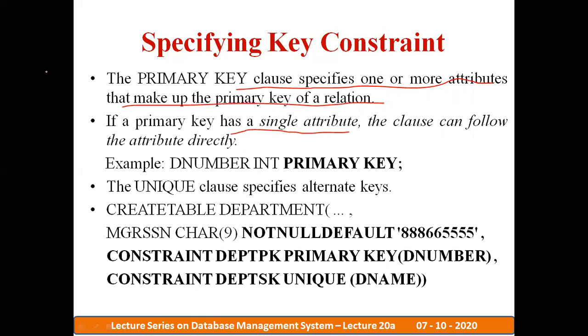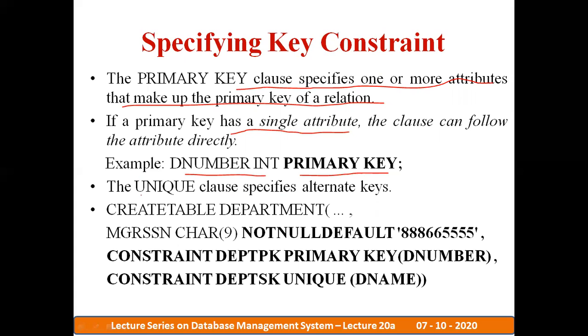Now as you can see in that example, here the department number and INT is the data type. Here I am specifying it as a primary key because D number is a single attribute. So you can specify the key constraint, that is the primary key, whenever it has only a single attribute. You can write the PRIMARY KEY right after the data type.